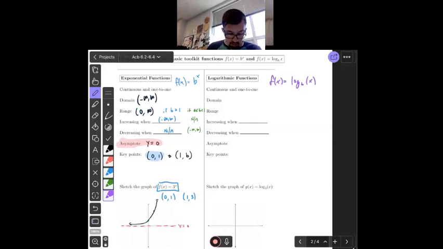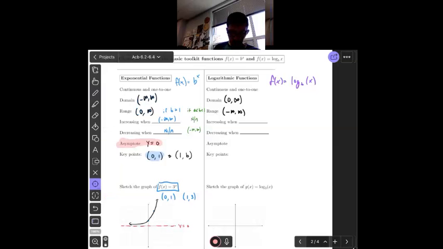Okay, domain and range are flipped, right, Rhea? So the domain of the exponential is the same as the range of the logarithmic. The range of the exponential is the same as the domain of the logarithmic. So what about this? I'm going to skip down to here.